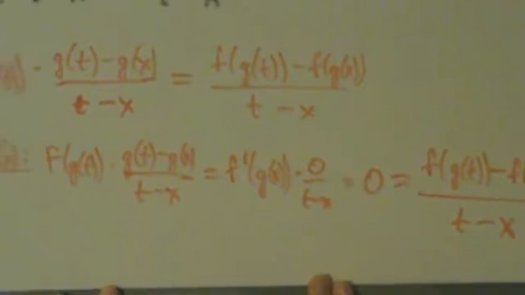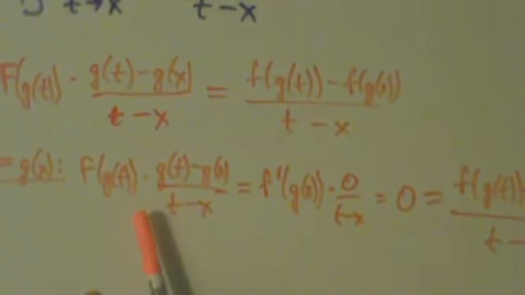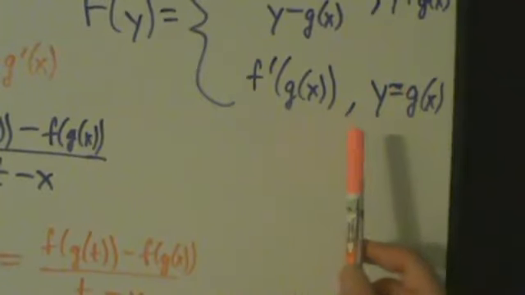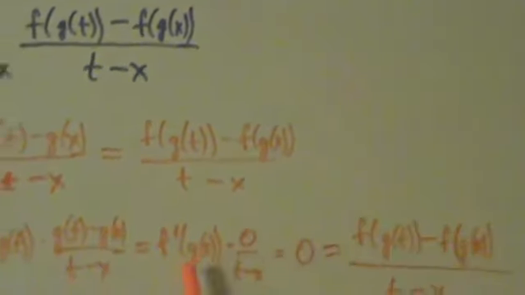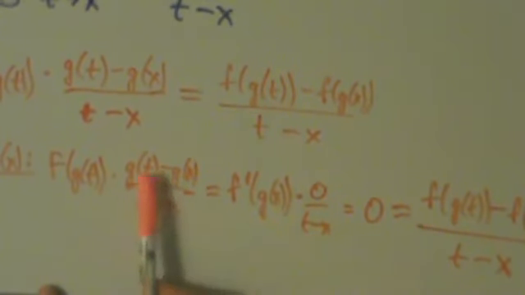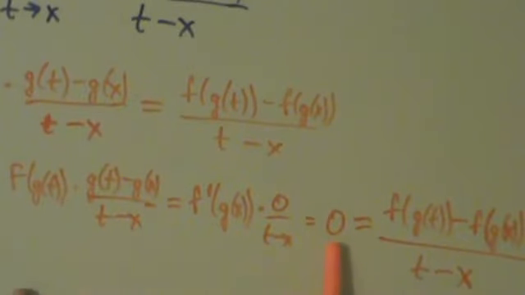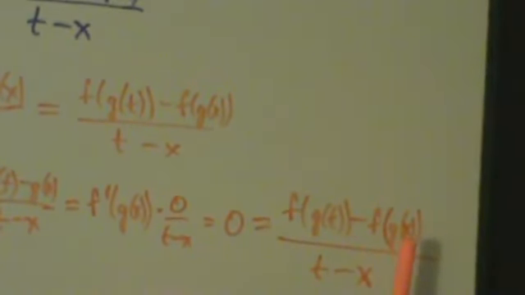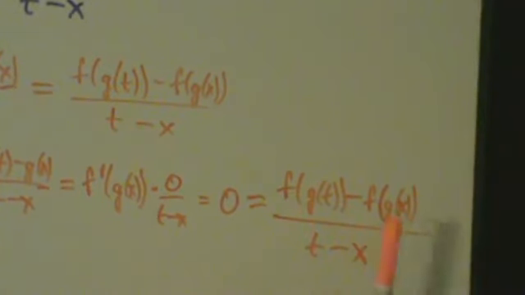So just to recap real quick, big F of little g of t times g of t minus g of x over t minus x. We're assuming g of t equals g of x, therefore we're on the second piece over here. So we have little f prime of g of x times 0 over t minus x, because g of t equals g of x. And that just equals 0. But that's the same thing as f of g of t minus f of g of x, because g of t equals g of x, therefore f of g of t equals f of g of x, therefore f of g of t minus f of g of x is 0.